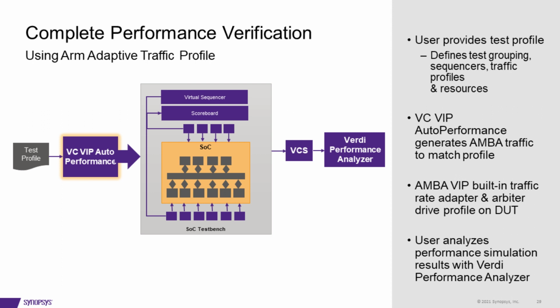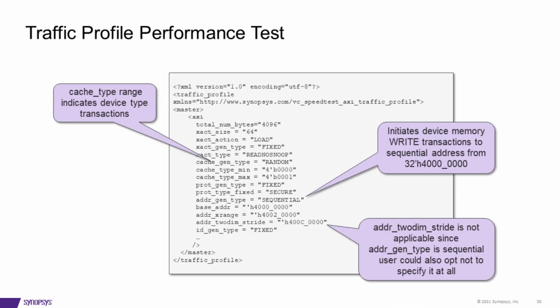Here the VC VIP Auto Performance generates AMBA traffic to match the profile which you have defined. The AMBA VIP has a built-in traffic rate adapter and arbiter. It reads the traffic profile and the test profile, and based on that, it converts into AMBA specific traffic and drives it onto the DUT.